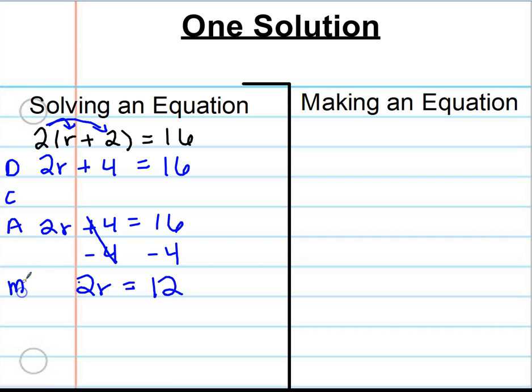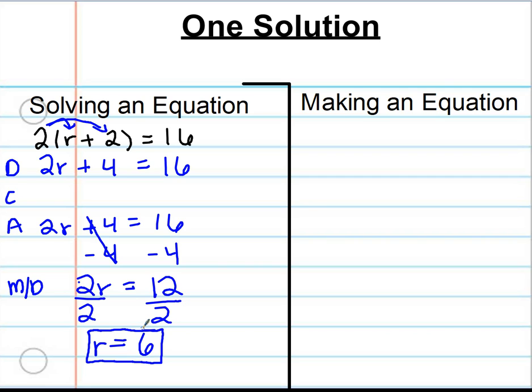Now we're going to get rid of that multiplication or division. So in order to get rid of the 2, we have to divide both sides by 2. 2 divided by 2 is 1, so 1r is the same as just r. And 12 divided by 2 is 6. So there you have it. We've solved the equation. Since you guys are becoming experts at solving equations, we're going to go to the next step where we're making our own equations. And this is what you're going to need to do for your project.